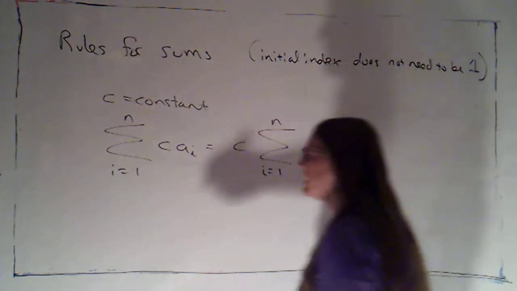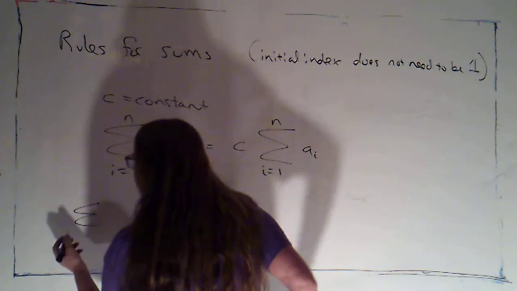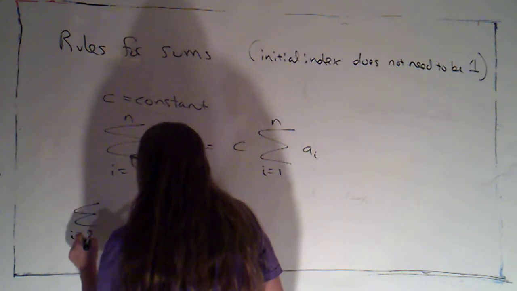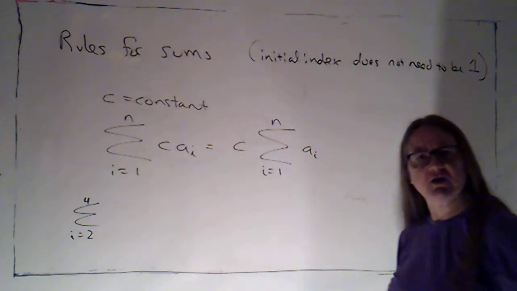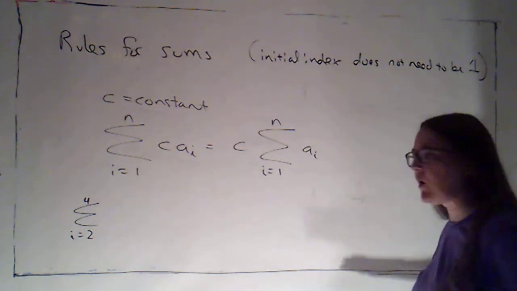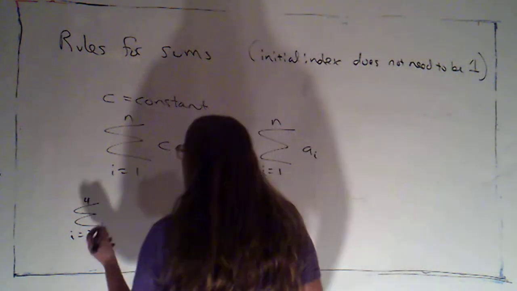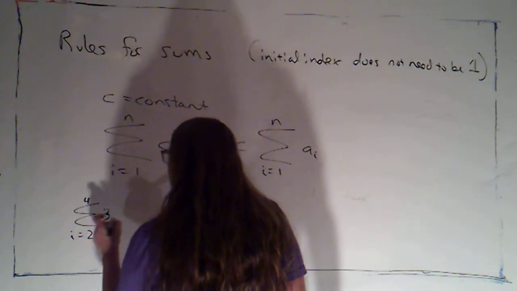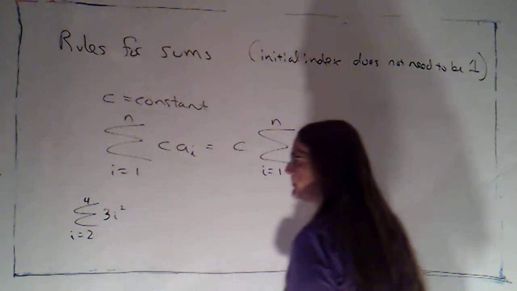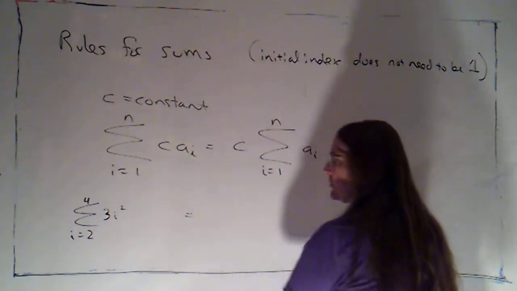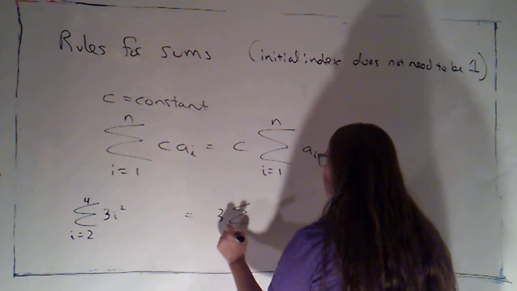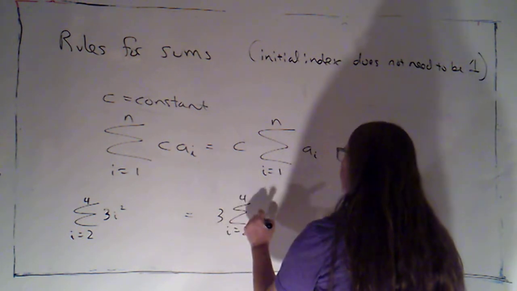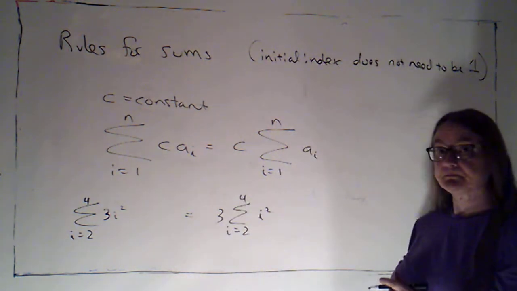So let's just take a quick example. Let's say I had the sum as i goes from 2 to 4. So I'm purposely not starting at 1 just to show you that we don't have to start at 1. Okay. And let's say I had 3i squared. Now according to this rule, I should be able to factor out that 3 and get 3 times the sum as i goes from 2 to 4 of i squared.